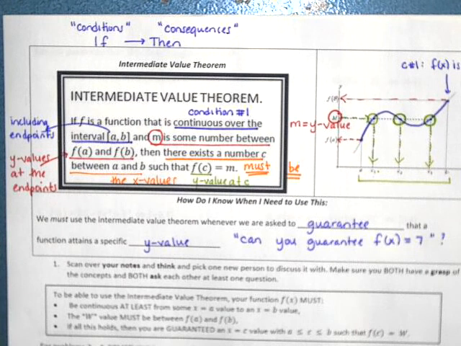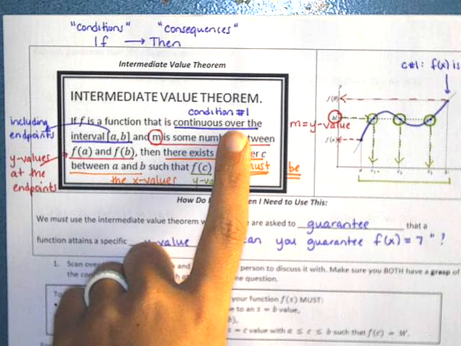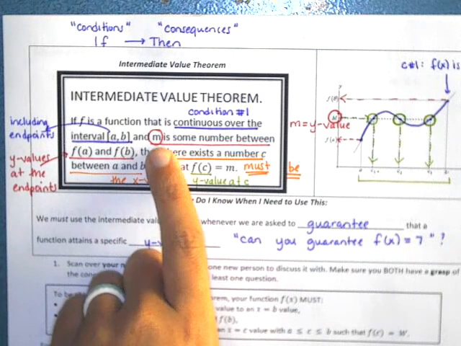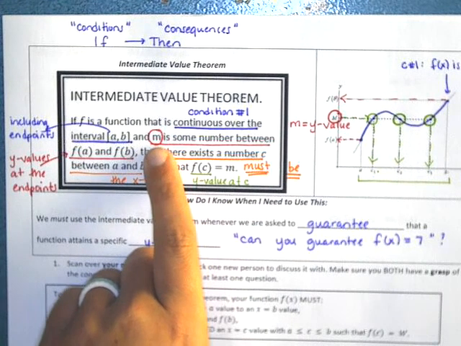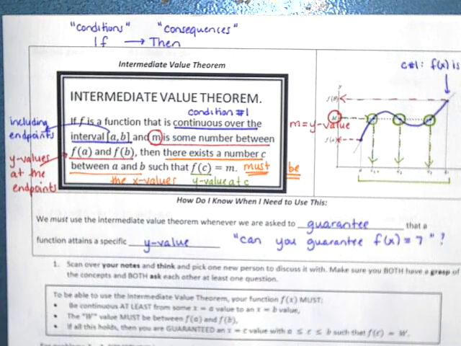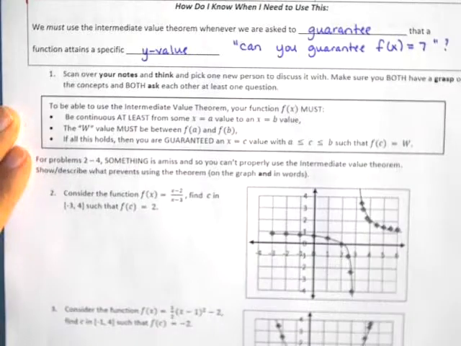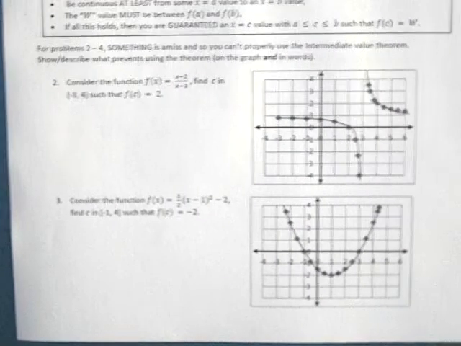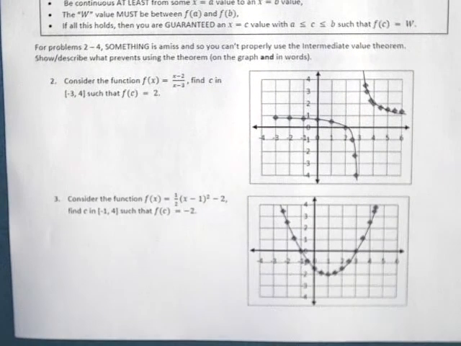Now, we're going to look at the conditions. Condition number 1 is that we have to be continuous over our interval. And condition number 2 is that the y value that we want needs to be between the y values of the endpoints. We're going to think about those two things specifically. And we're going to look at these functions, and you're going to have to figure out why you can't use the intermediate value theorem here. So let's take a look.